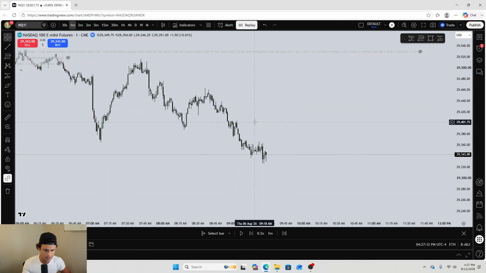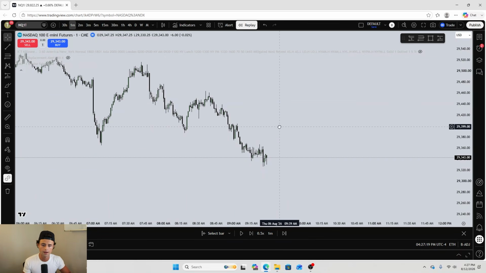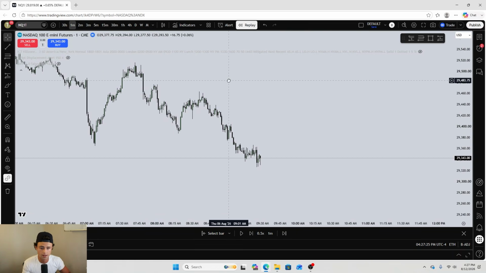So a day like this day, which was Thursday, August 6th, as you can see, I came into the charts and I'm looking at price action. I'm seeing swings, I'm seeing imbalances. I'm looking at this chart and I'm saying, okay, this is decent price action just from eyeing it.